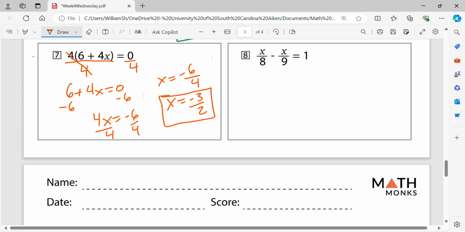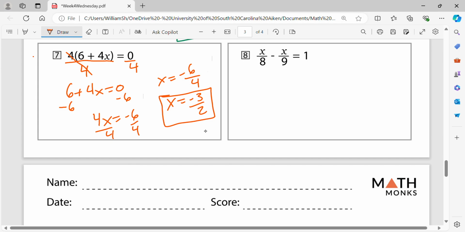Alright, number 8. Okay, number 8. Now with number 8, here's what we have. We have x divided by 8 minus x divided by 9 equals 1. Okay. Now, there's a couple ways you can do this. The best way to do it, in my opinion, is to find the LCM. Okay, the least common multiple. Hopefully you know what the least common multiple is.